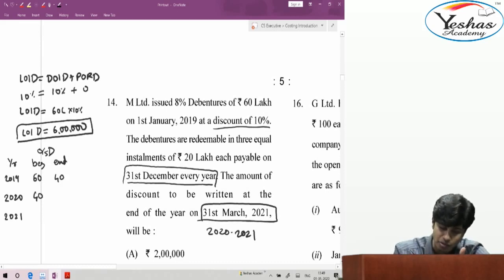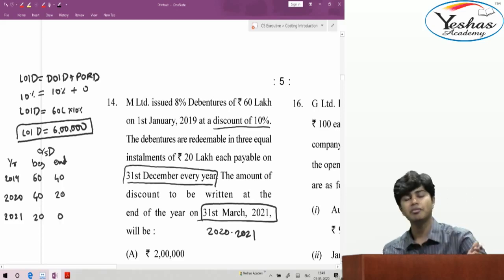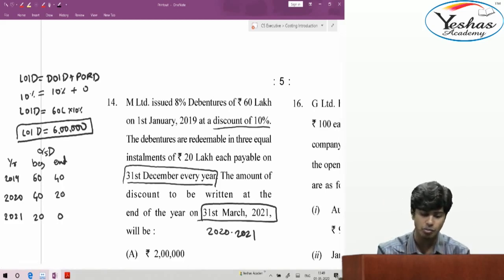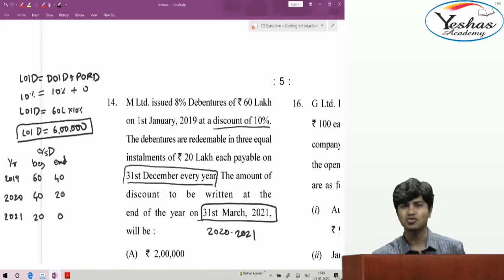So next year opening, there will be 40. End of the year, there will be 20, because 20 will be redeemed during that year. Third year opening will be 20. Closing will be 0, as the remaining balance of 20 is redeemed that year. If I take the ratio of the end of the year, the ratio will become 4:2:0. So if the ratio is 0 for 2021, the amount to be transferred in the last year will become 0.